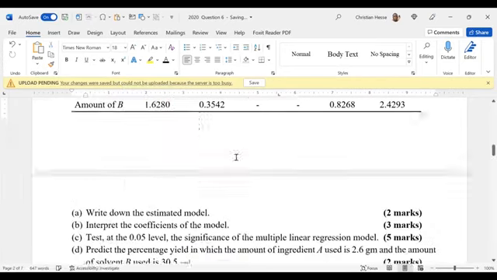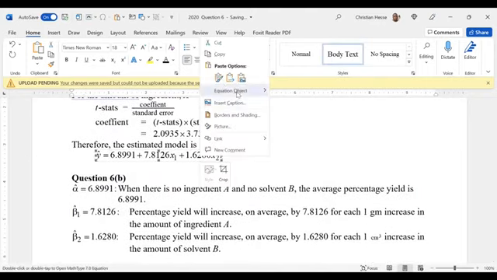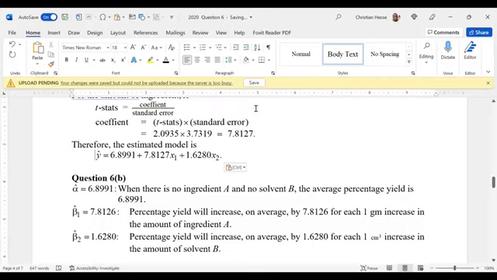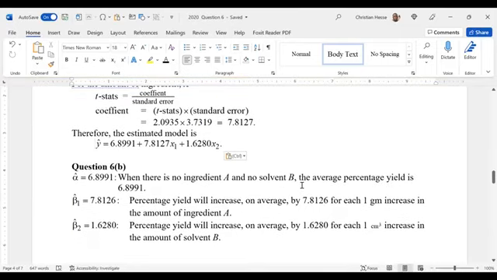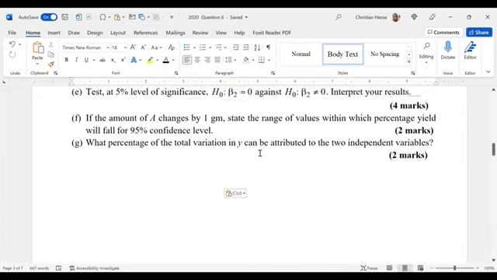Are we okay? So the regression model is given by this. Can we move on? So the regression model is given by this. So that answers question A. So you go to question B.